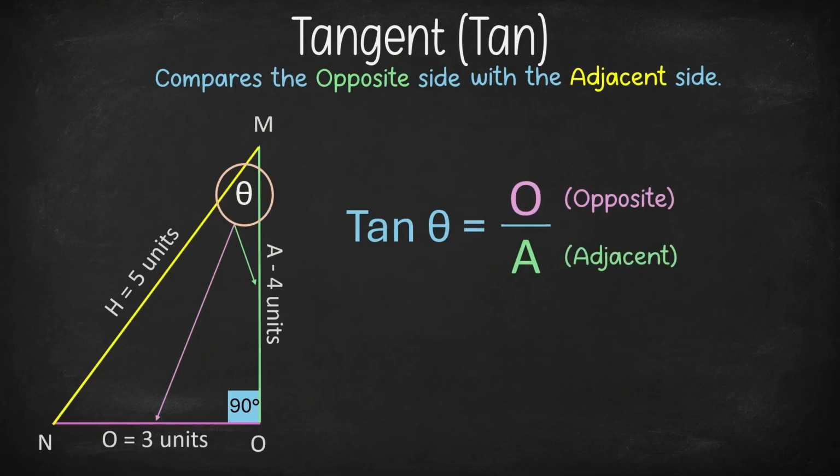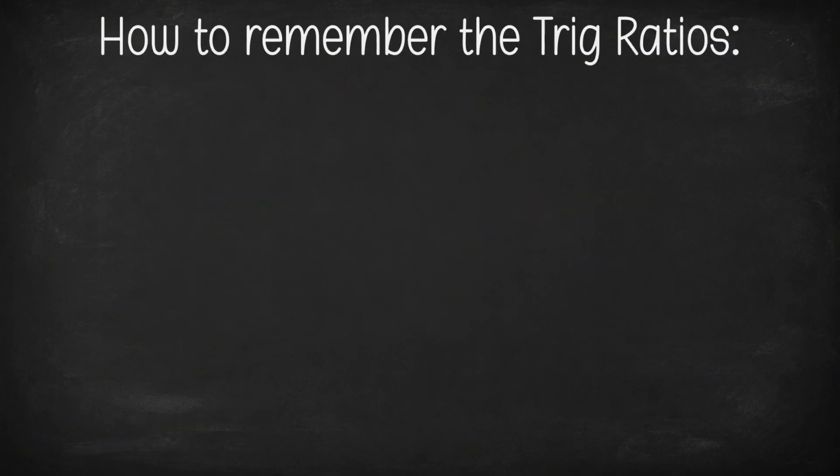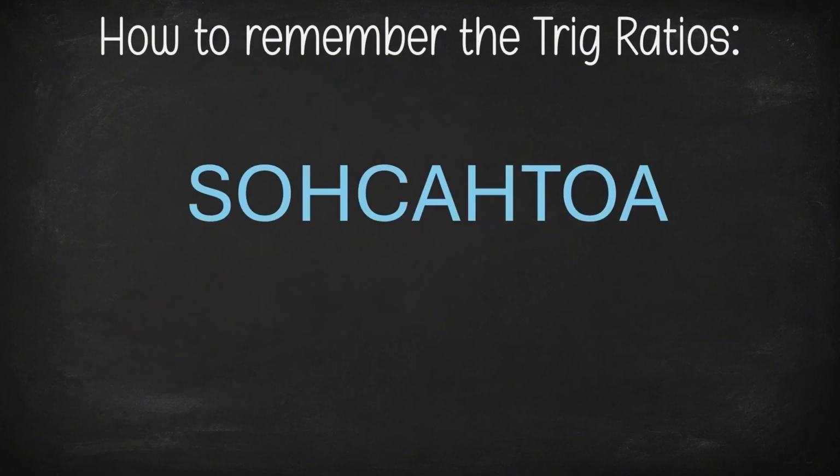But let's use a special method to remember all these ratios. The 3 ratios can be remembered using the word SOHCAHTOA. Now it may look like one long word, but it's actually made up of 3 separate groups: SO, CAH, and TOA. Each group represents one complete trigonometric ratio.